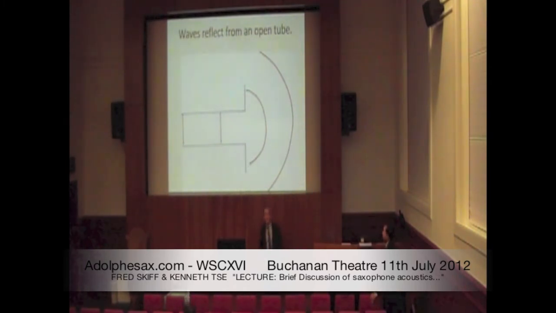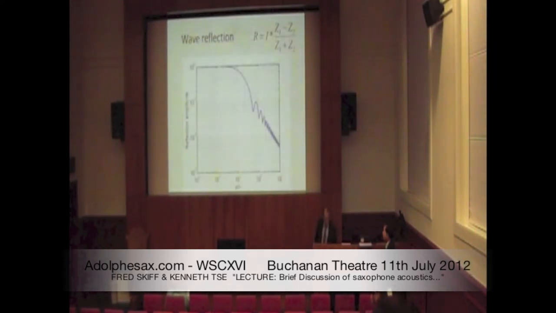So as loud as a saxophone sounds, the intensity of the sound is 100 times higher inside the instrument, because most of the sound, when it comes to the end, ricochets and goes back. And so this traps sound inside the instrument and makes the length of the instrument very important.